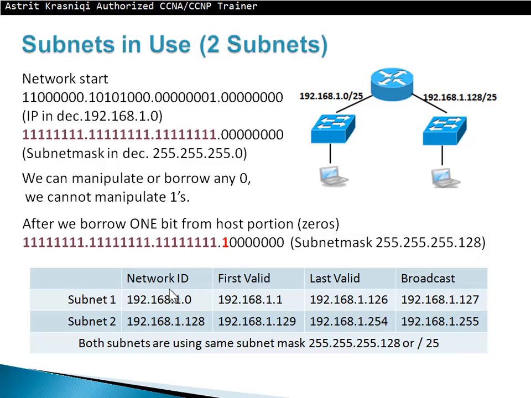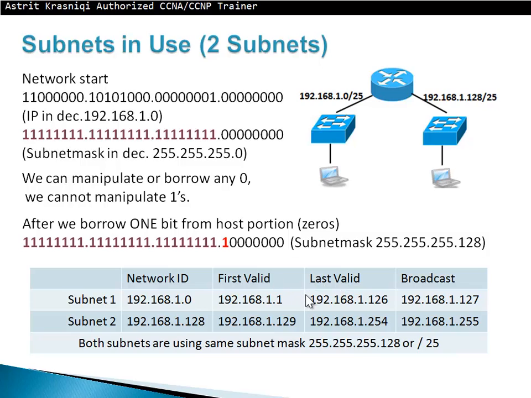So if we put it on the table, it's something important to see. We need to know the network ID, what we're going to represent our network, the first valid address to assign to a host, and the last valid address to be assigned to a host.